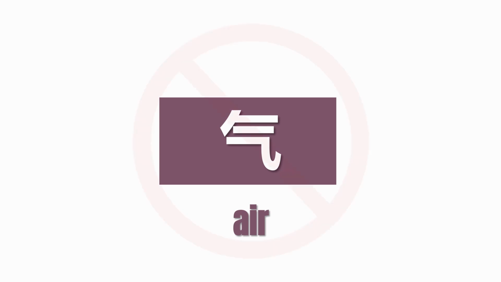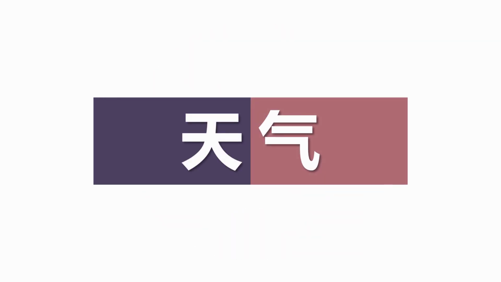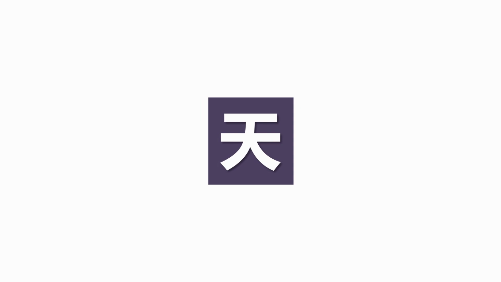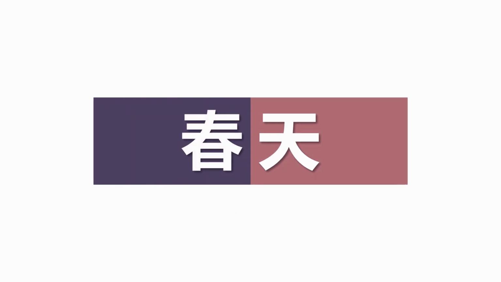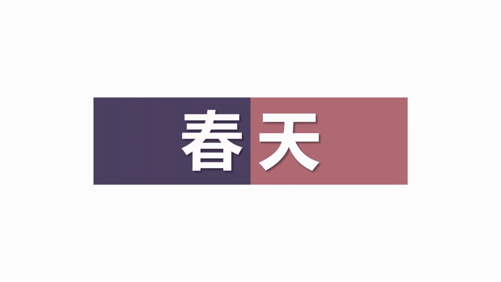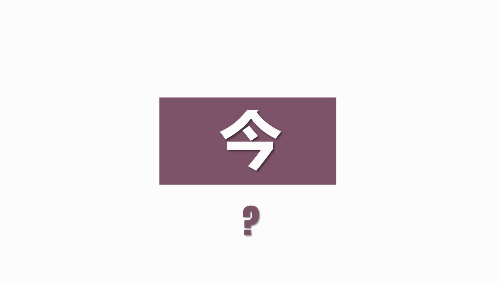But you didn't learn the word air. You learned the word weather, which is 天气. Then you might ask, what does 天 mean? And generally speaking again, it mainly means sky. But then you learned the word 春天 and 今天. There, 天 means day or days. And I could now go on with 春天 or 今天 again, and you might ask, what does 今 mean? This could go on and on forever.